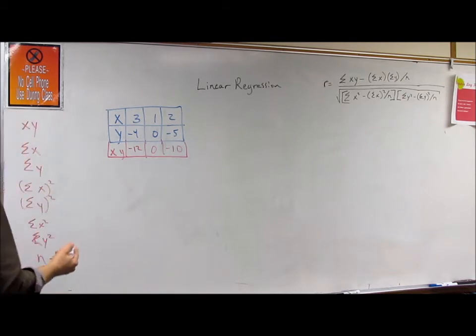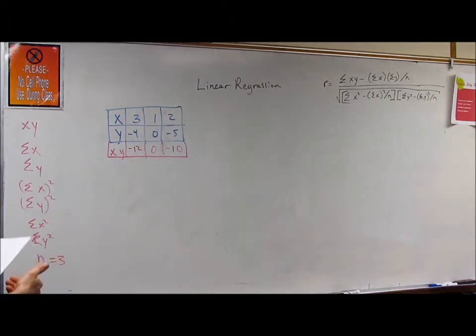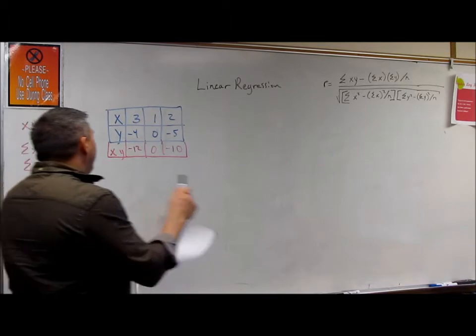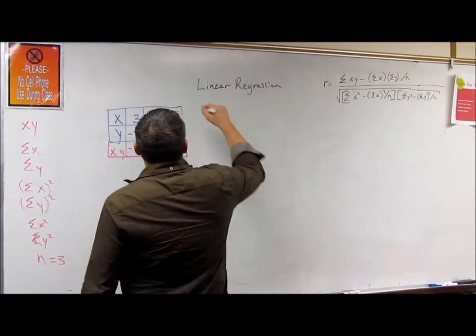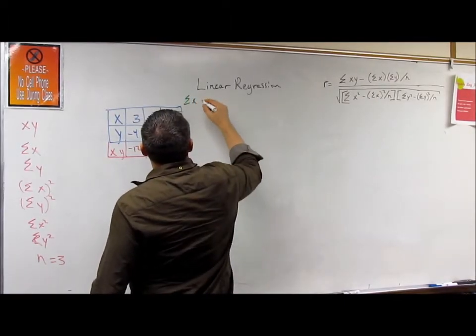So that's nice to know. Okay? We figured out the x times y, right? So what's next is maybe figuring out, hey, here's a nice way to look at it. The sum of the x's, right?